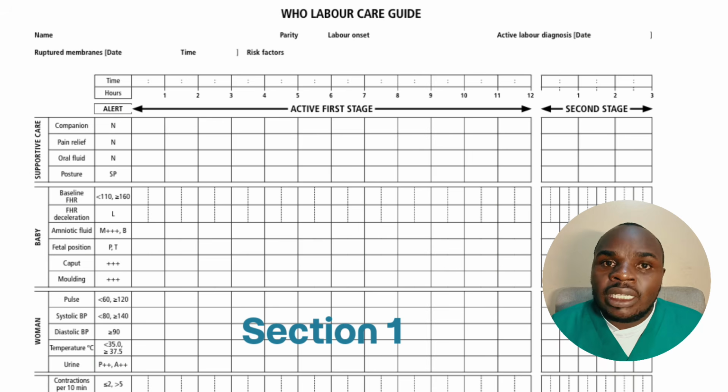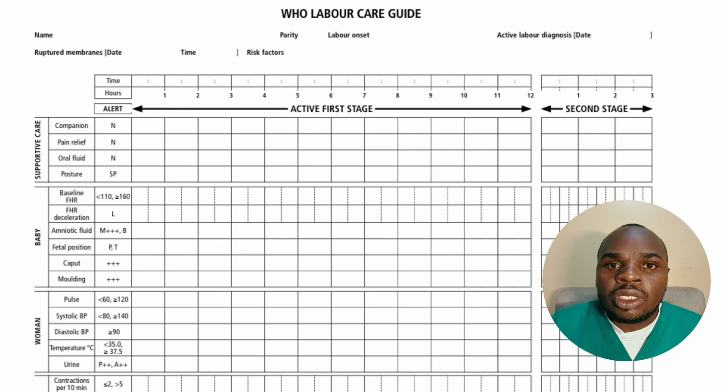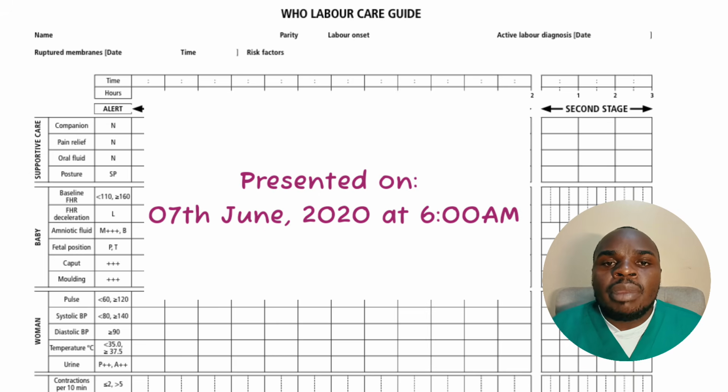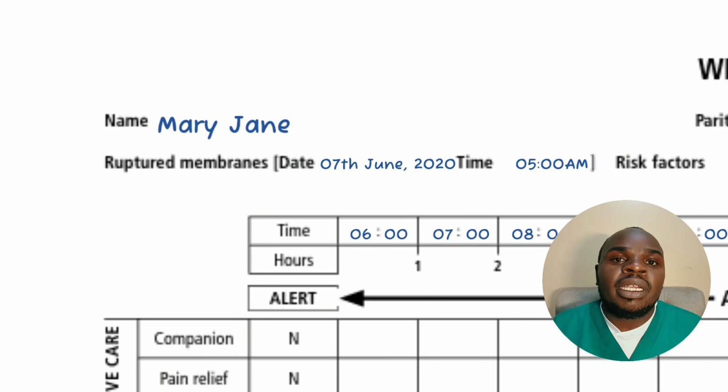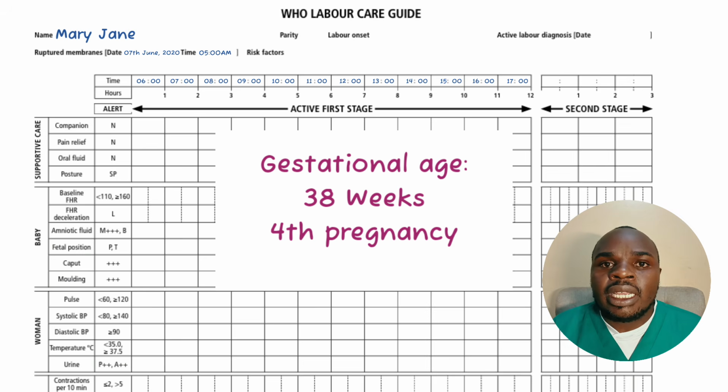Now we are going to fill section 1 and we are going to follow the example given by the WHO. So we'll begin by looking at the date and the time. Our patient is Mary Jane, a low-risk pregnant woman who presented with contractions and reports that she has experienced leakage of fluid from the vagina for the last hour. Her gestational age is 38 weeks. This is her fourth pregnancy.